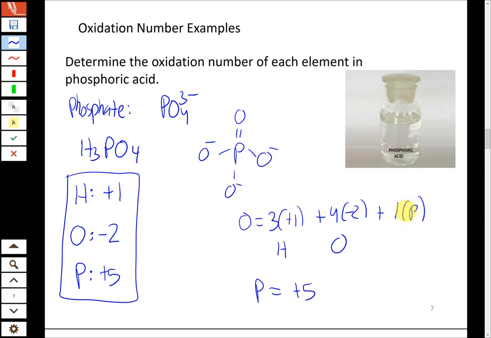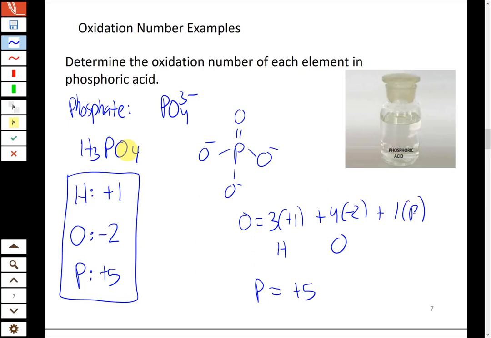So we don't know what phosphorus is right off the bat, but once we figure out what hydrogen and oxygen are, and account for how many of each of them there are, then it's just a little bit of algebra to figure out what phosphorus has to be. So we just need to make sure that all of these add up to 0. 3 hydrogens, 1 phosphorus, 4 oxygens. That would come out to 0 if phosphorus is +5.